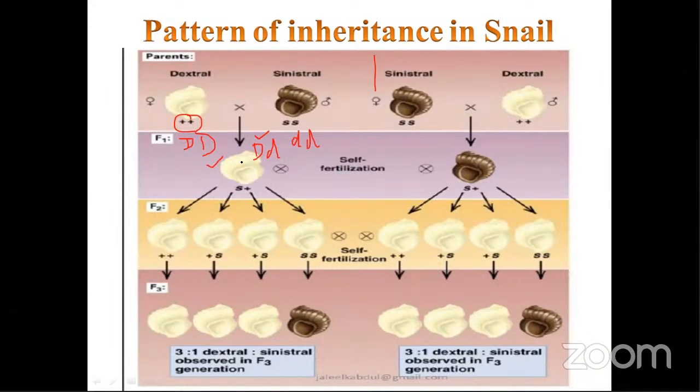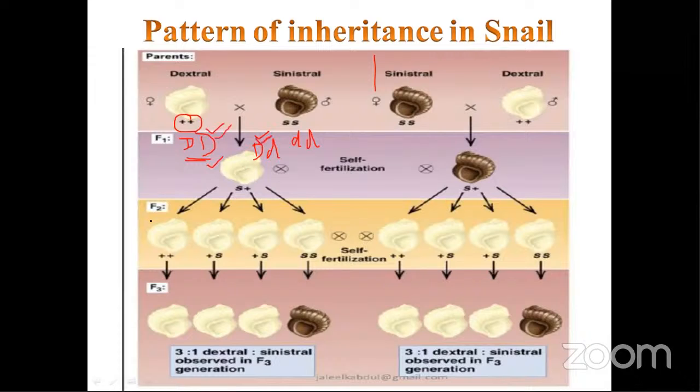Who is the mother of this particular snail? This one. Okay, so its genotype is capital DD. So what will be the pattern observed? It is dextral. So here it is shown dextral. Okay, so here it should also show the dextral, no problem.